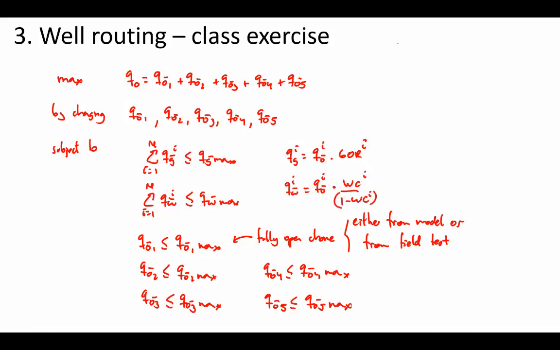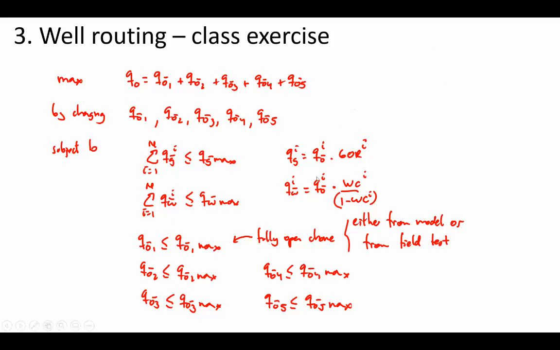Okay, let's see. We have Q water divided by Q oil plus Q water is equal to water cut. And then we have that Q water is equal to water cut over 1 minus the water cut, times Q oil. Yep, so it's correct.